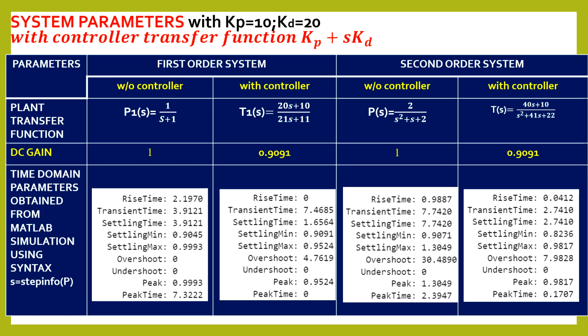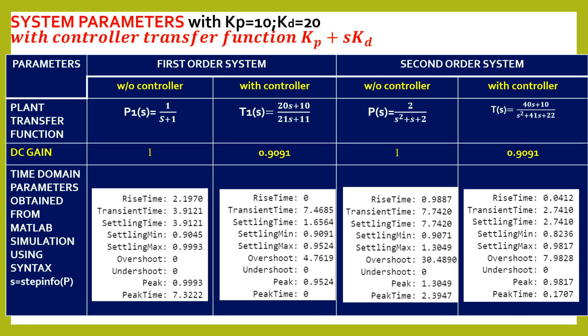So let us see the output. Before seeing the output, I have also summarized the results of MATLAB. So this is a transfer function. The transfer function with and without controller is given for both first order and second order. And I have calculated the DC gain manually and also by using the MATLAB program, using DC gain of P1 of S, DC gain of T1 of S. So by substituting S as 0, I am able to get my DC gain.